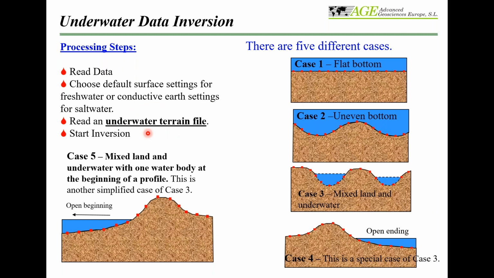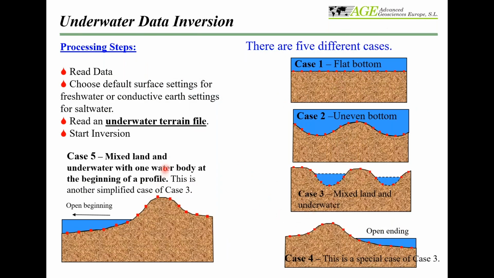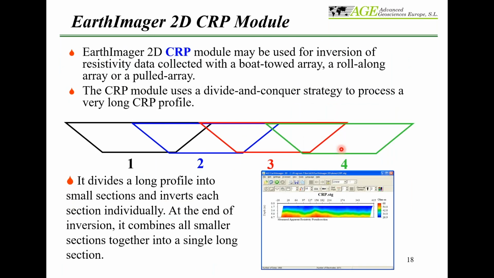So the inversion process is easy. Once you linearize your data after synchronization with GPS, and then save it as an STG file, and then prepare your underwater terrain file, and then you just do an inversion. If you have a dynamic and long line, in this case it's sometimes not possible to do the whole complete line in one inversion. It's too long, so there is not sufficient memory to handle it.